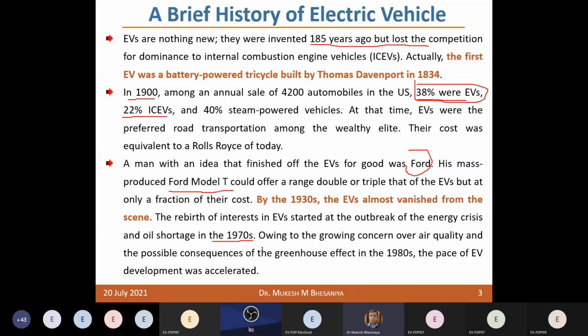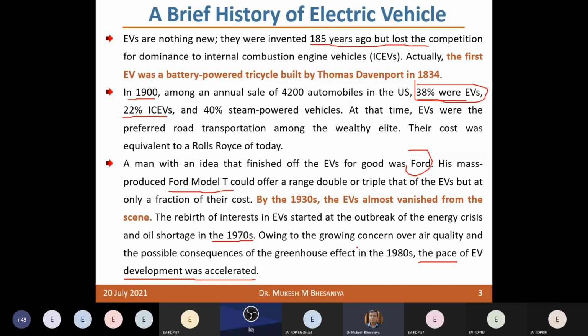But now from the customer point of view, the fuel prices are also increasing day by day, right? So that is also one of the concerns as a customer. Pollution is no doubt the main concern for the governments, and this energy crisis is another concern that we have. Due to this growing concern of air quality and possible consequences of the greenhouse effect, in the 1980s again the pace of EV development was accelerated.